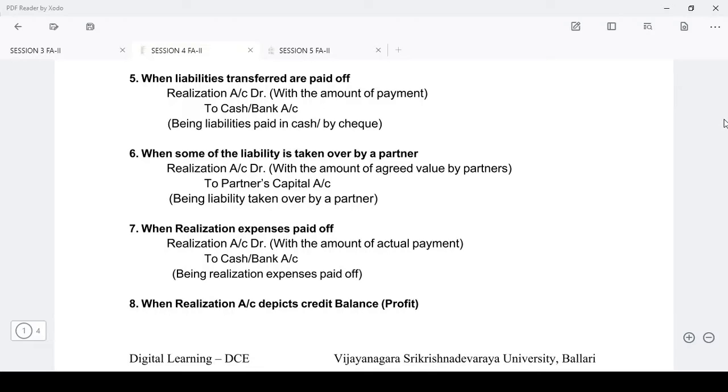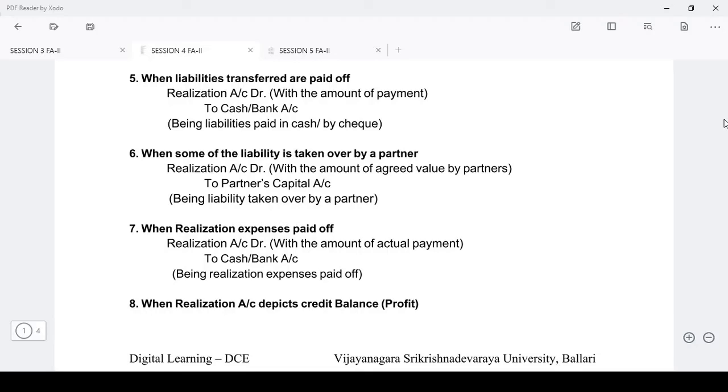And entry number 6 is when some of the liabilities are taken over by a partner or partners. Then the entry would be realization account debit, that means with the amount agreed by a partner, at what value the partner has agreed to take over a liability. For that, realization account debit to partner's capital account.